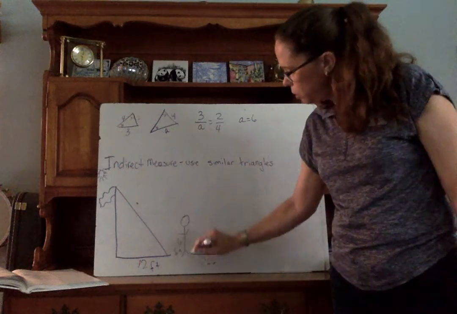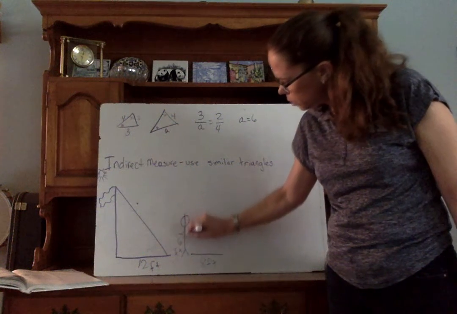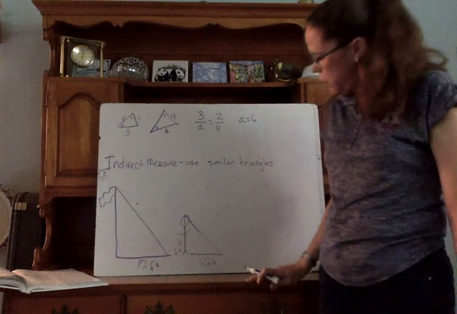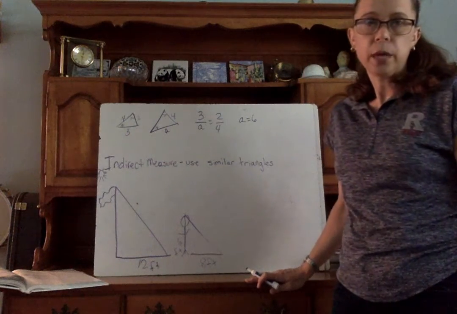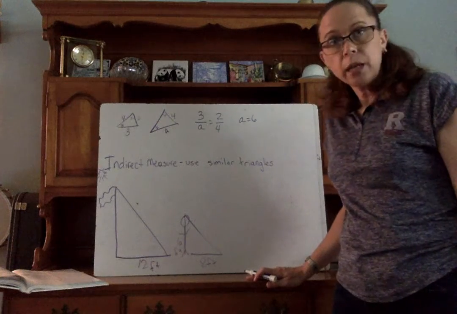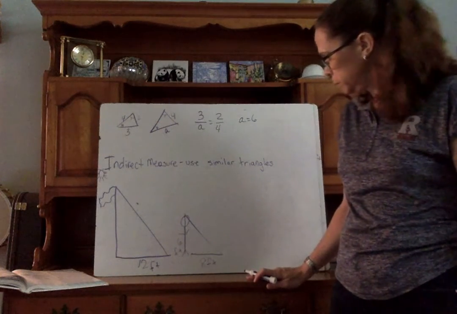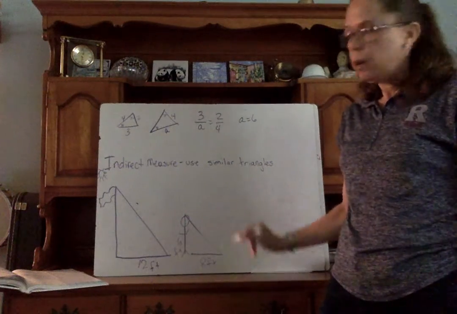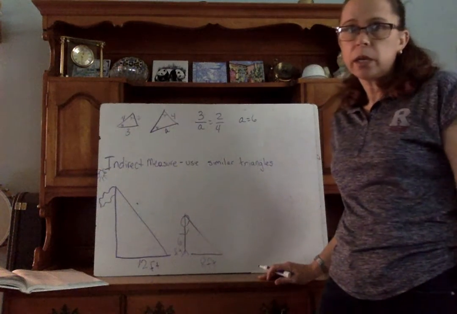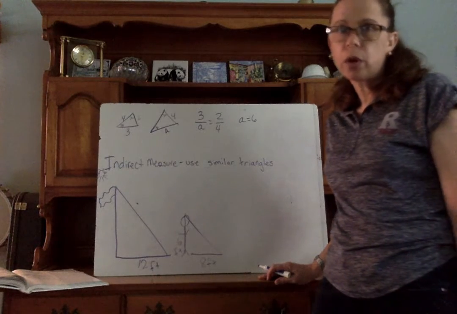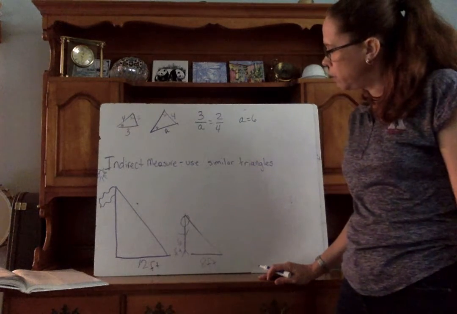My 6 foot tall person, I'm just going to draw a line, 6 foot tall person and the 8 foot shadow can also form a triangle. These are similar triangles, so their side lengths must be proportional. Okay? So I'm going to try to find out how tall the flagpole is by indirect measure. I'm not actually going to take a measuring stick and measure the flagpole. I'm going to use what I know about similar triangles to figure out how tall the flagpole is.